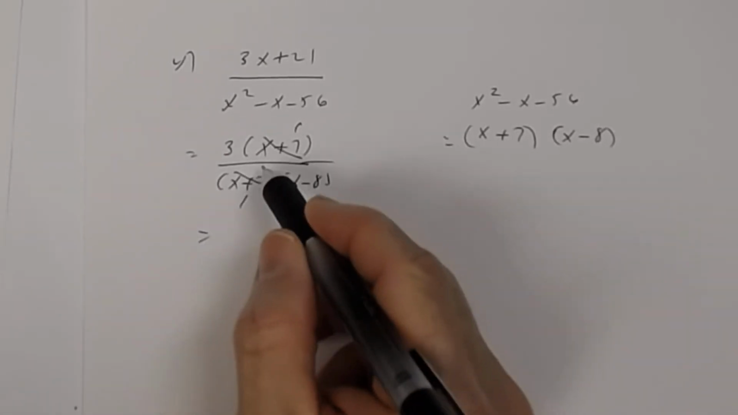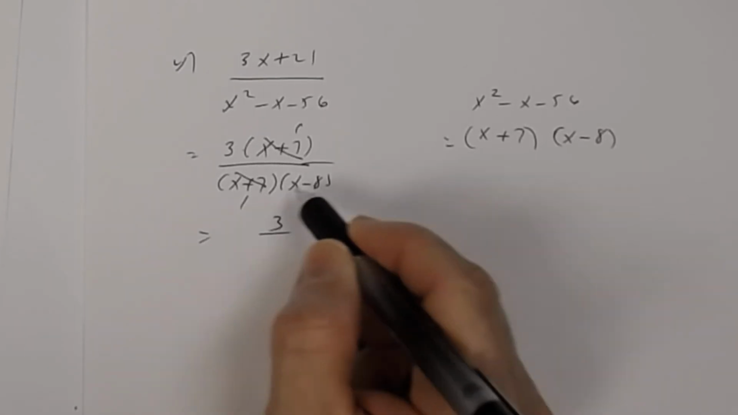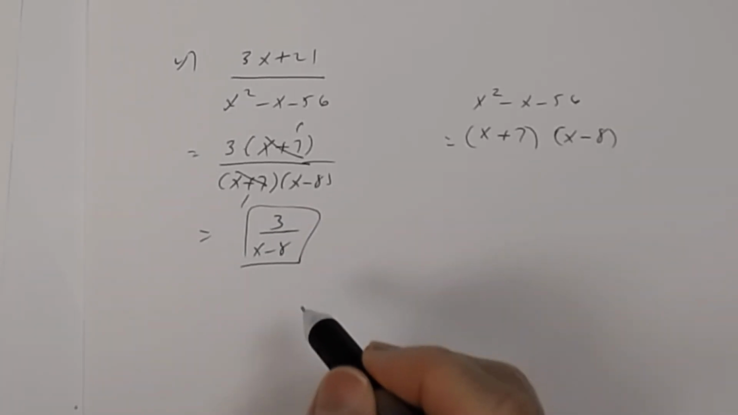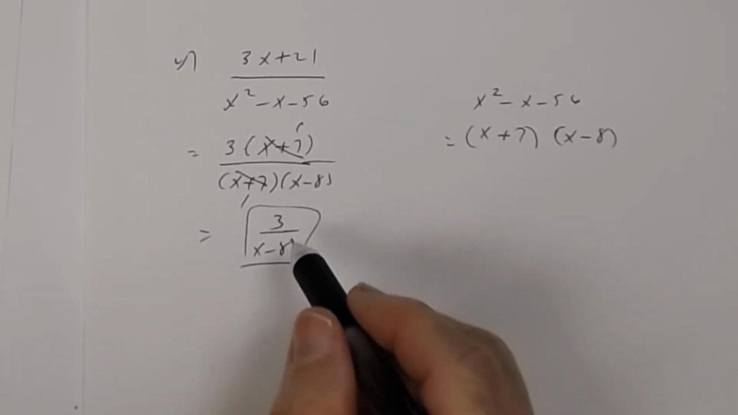So the answer is going to be 3 times 1 is 3. 1 times x minus 8 is x minus 8 without the parentheses. The parentheses are not needed. So if it's not needed, leave it off.